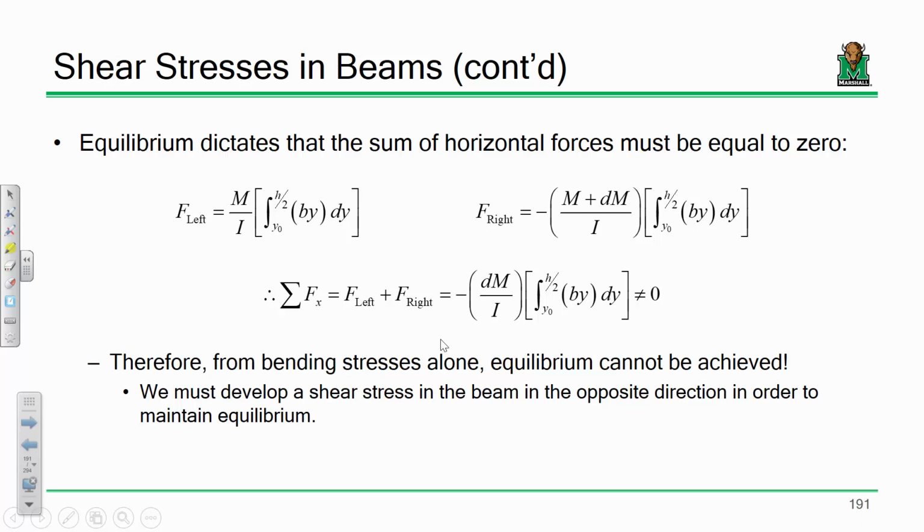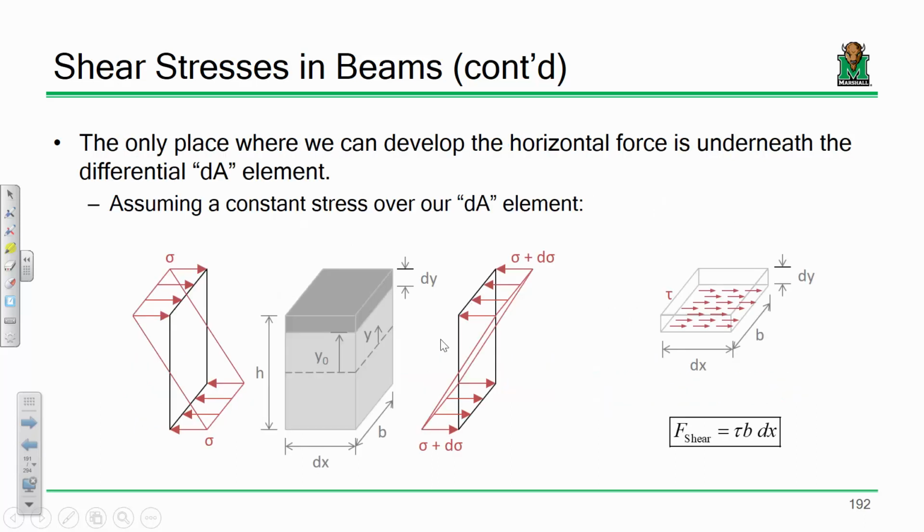The sum of forces in the x direction doesn't equal 0 if that's the only thing going on, just a force on the left and a force on the right. What I'm saying is that that isn't the only thing going on. I'm saying that there is additional force in that section that's maintaining equilibrium. Where are we getting that force? We're getting it here.